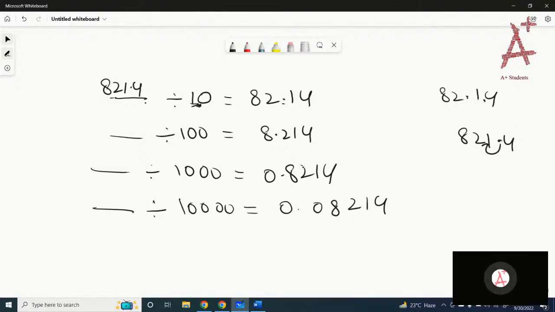Okay, so for the 100 it moved two places left. That means it moved from here to here. So the number is 821.4. Got it? So for 1000 the decimal point moves three places left. So that means the decimal point is here, and from here the three places are like here. So the number is the same, 821.4. Got it? And for the fourth option you have moved four decimal places, from here to here. It would be the same, 821.4. Got it?